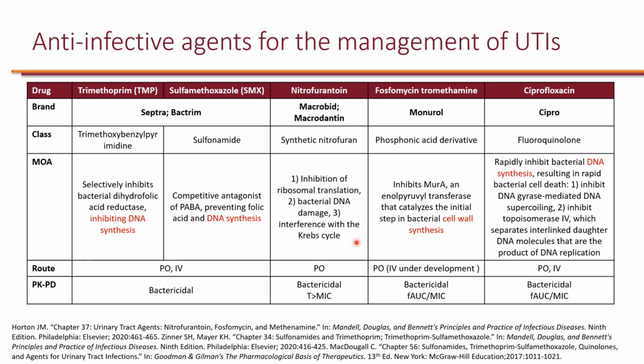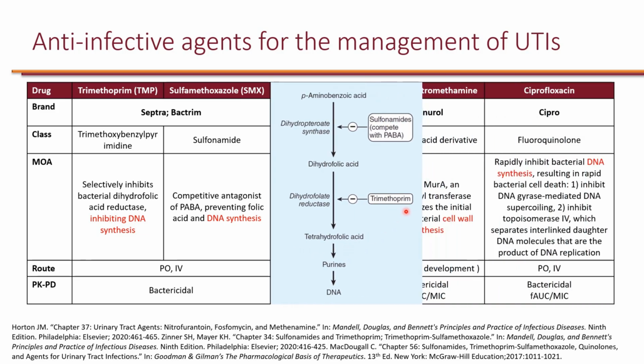Finally, we have the combination of trimethoprim and sulfamethoxazole, which together are available as both oral and IV, and are used commonly for the treatment of UTIs. The way they work is that sulfonamides inhibit the formation of dihydrofolic acid, and trimethoprim prevents the next step, which is the synthesis of tetrahydrofolic acid, which in turn inhibits DNA synthesis.